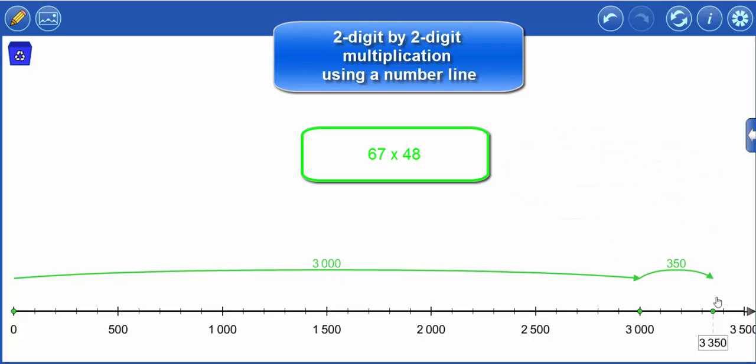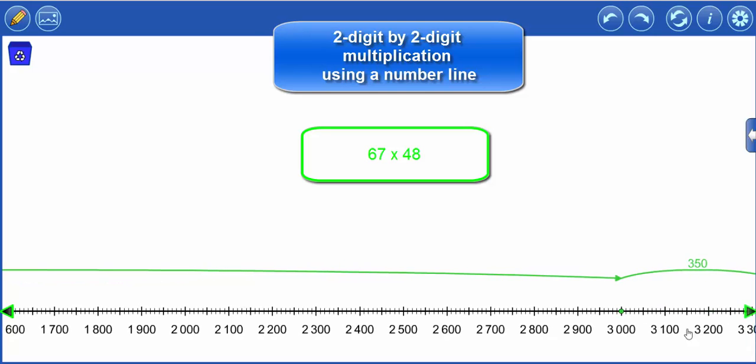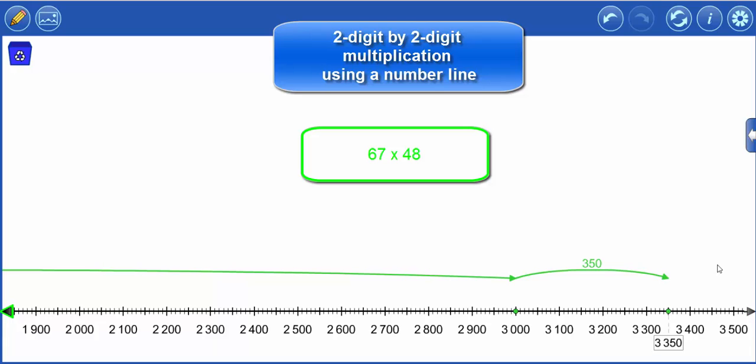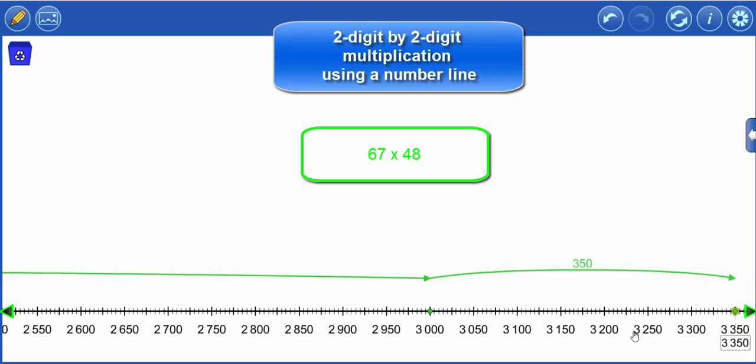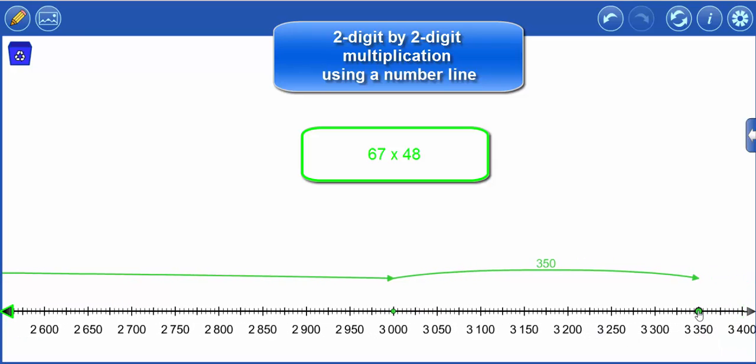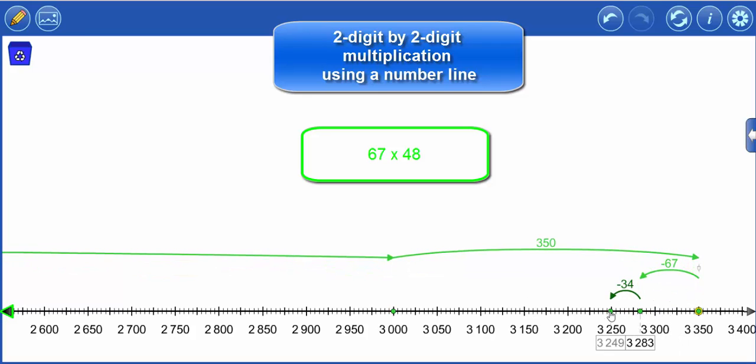I only need 48. I need to zoom in to see my numbers better. Now I'll take away two groups of 67. For my answer of 3,216.